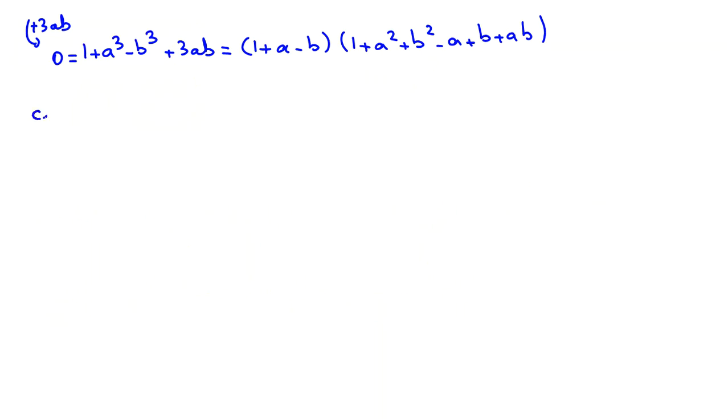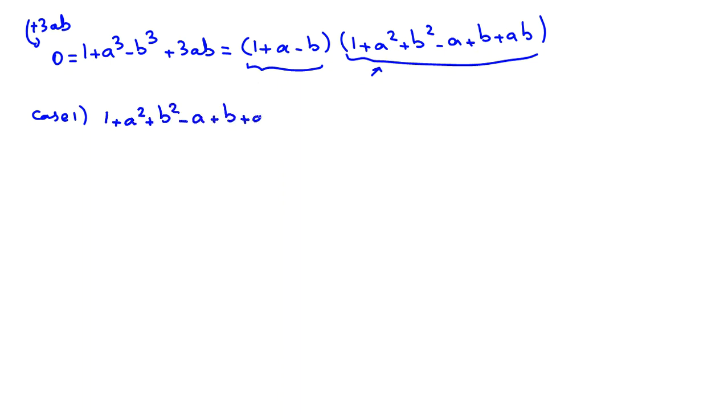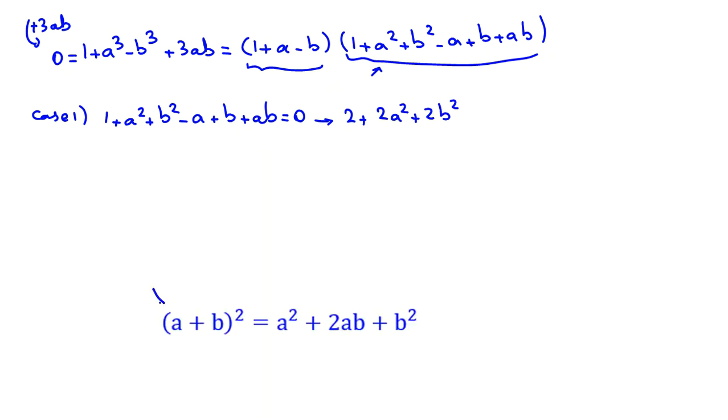Let's consider case 1. This part equal to 0 or this part equal to 0. At first we check this. 1 plus a squared plus b squared minus a plus b plus ab equal to 0. We multiply this part by 2: 2 plus 2a squared plus 2b squared. I want to write it as a sum of squares. Because we have a squared, b squared, we want to use ab. We should have 2ab because of this famous identity.